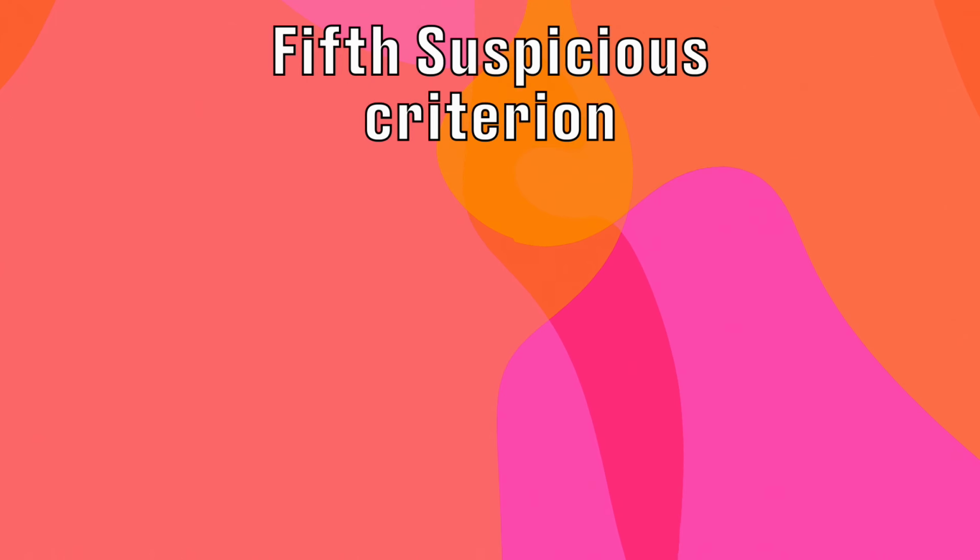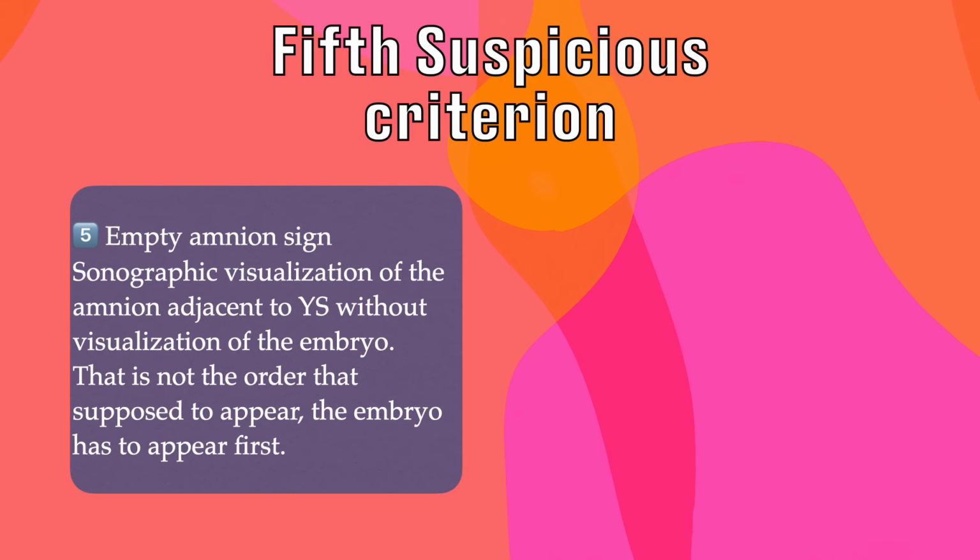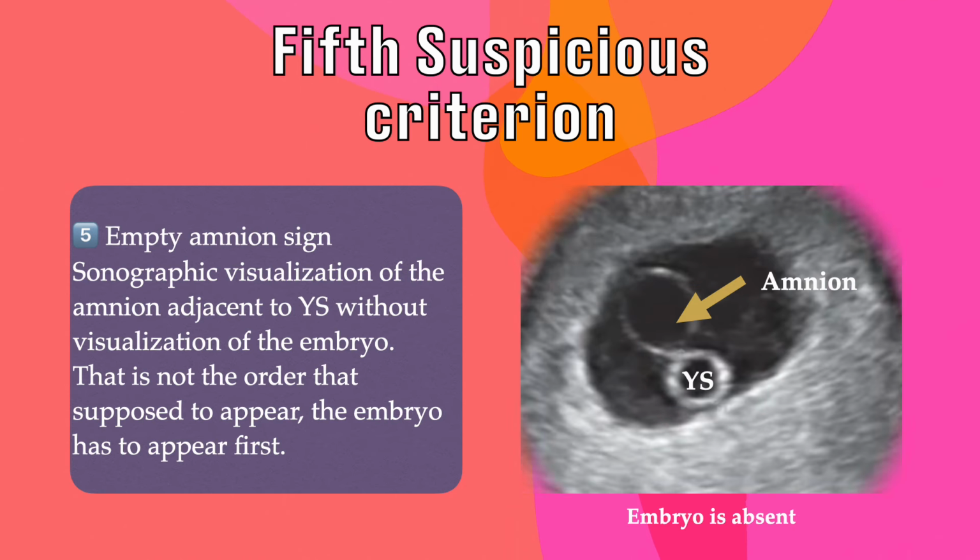The fifth suspicious criterion is an empty amnion sign. It is a sonographic visualization of the amnion adjacent to the yolk sac with no visible embryo. As you can see on this image, here is the amnion but the embryo is absent. This implies pregnancy failure. A follow-up ultrasound scan after 1 to 2 weeks is indicated to confirm the suspicion.